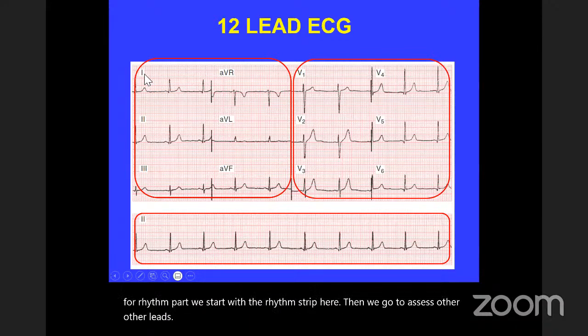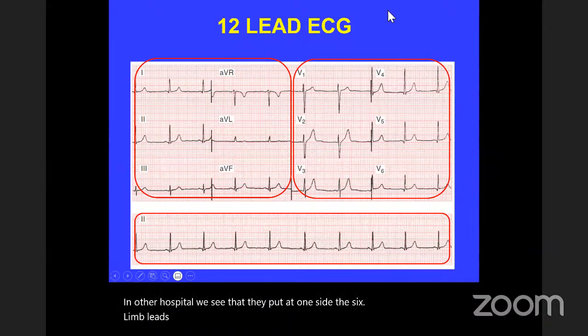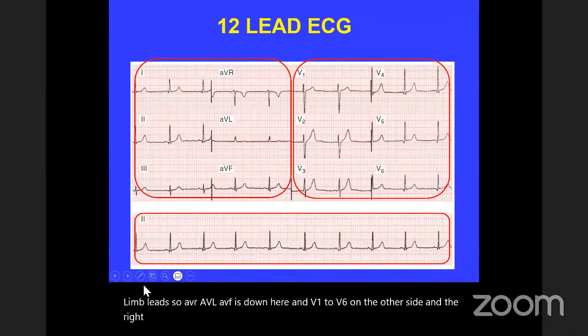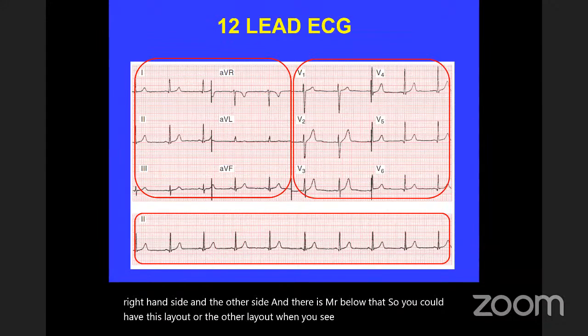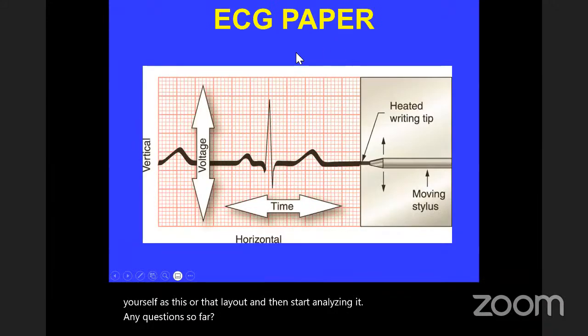In other hospitals, you will see that they put the 6 limb leads on one side, so AVR, AVL, AVF is down here, and V1 to V6 on the other side, and the rhythm strip below that. So you could have this layout or the other layout. When you see the ECG, just familiarize yourself with whether it is this or that layout, and then start analyzing it. Any questions so far? Okay, so the ECG paper, as you know, we have 2 parts.